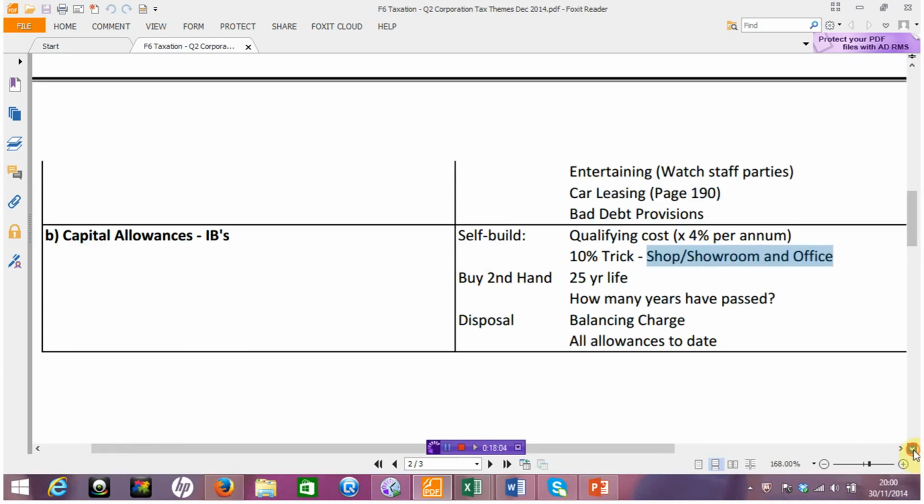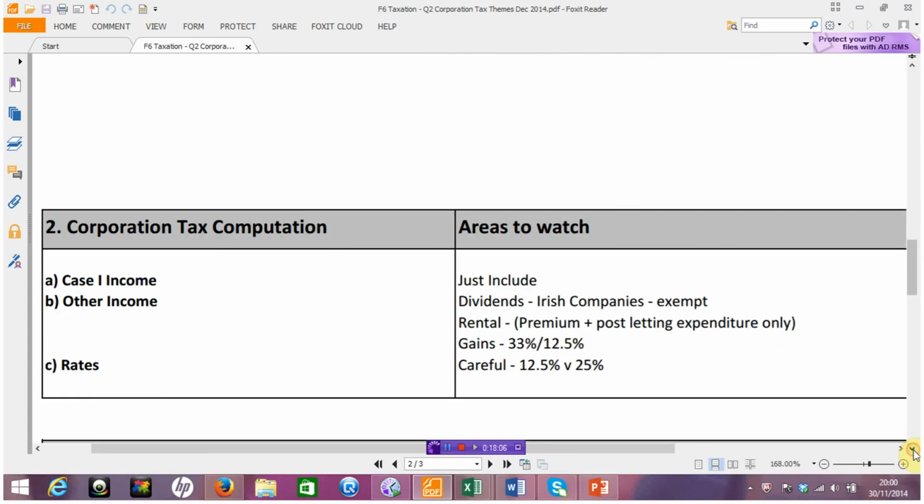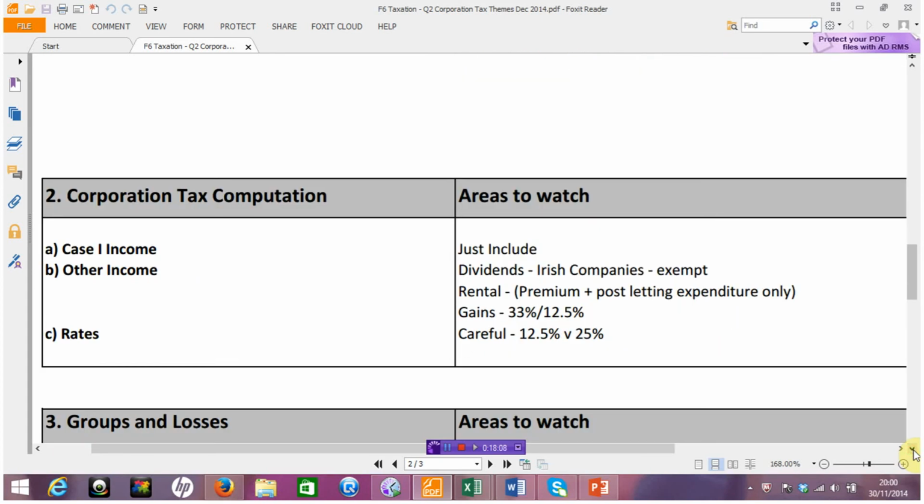Okay, next point now, the corporation tax computation. This is, as I mentioned above, I think an area where we can get some good marks and hopefully fairly quickly. We're aware of the fact that the corporation tax computation is obviously going to include our case 1 income. So let's assume that part A was an adjustment to profits. We had to calculate some form of capital allowances or industrial buildings allowances, maybe other capital allowances.